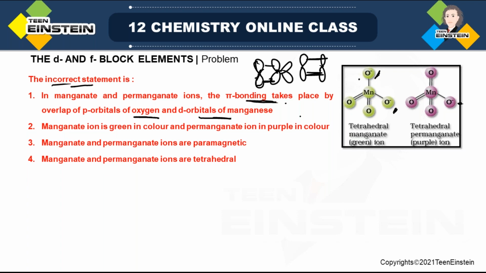So this statement, saying overlap of p orbitals of oxygen and d orbitals of manganese, is actually correct, though it is not the full information, because the pi bond formation involves p orbital of oxygen and d orbital of manganese, and another p orbital also takes part, which is the p orbital of oxygen and p orbital of manganese. Both are possible, but in this statement we cannot say this is wrong, because this is giving us partial information, but still it is a correct statement.